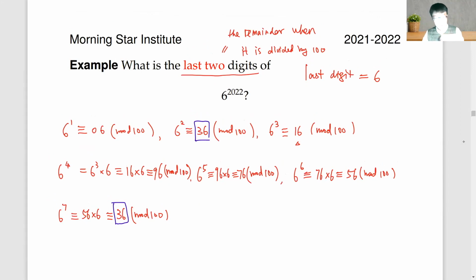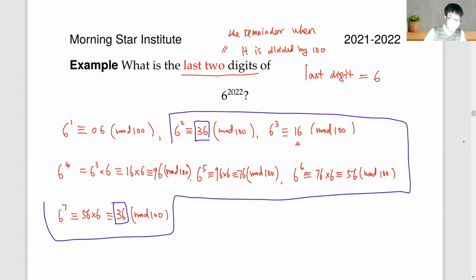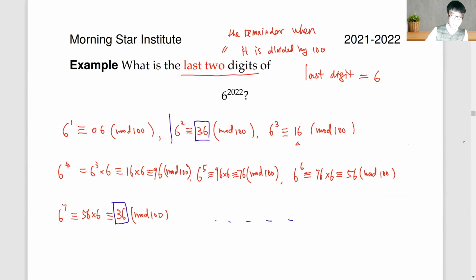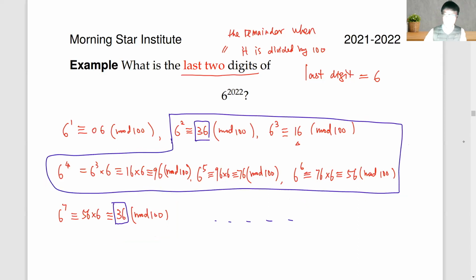And the pattern repeats. So let me highlight. This part is going to repeat. And the repeating, there are 5 terms. Okay, I should not include the last part here. Let me redo it. Here, this part. Okay, 5 terms. This is 5 terms. So it repeats every 5 terms.